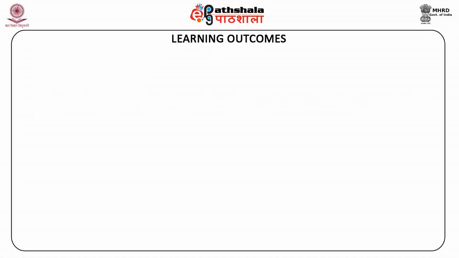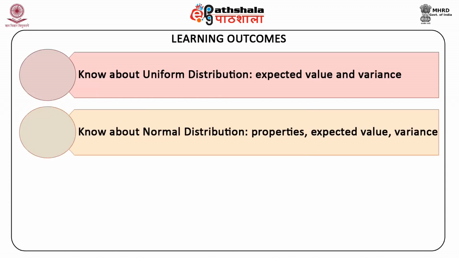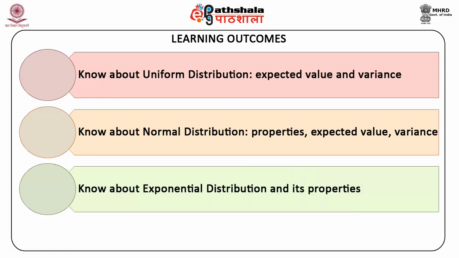After studying this module, you shall be able to know number 1, about uniform distribution, its expected value and variance. Number 2, about normal distribution, its properties, expected value, variance and how to represent normal probability distribution on a bell-shaped Gaussian curve. Number 3, about exponential distribution and its properties.